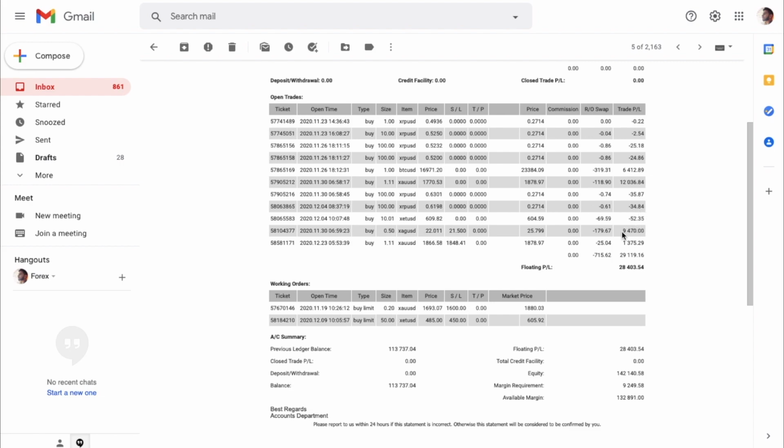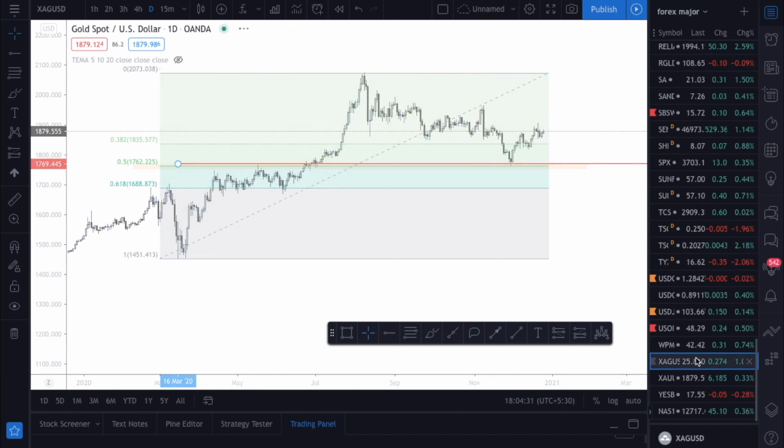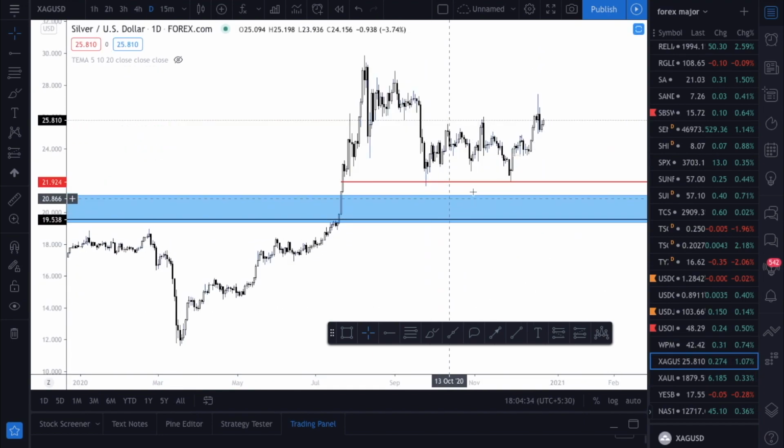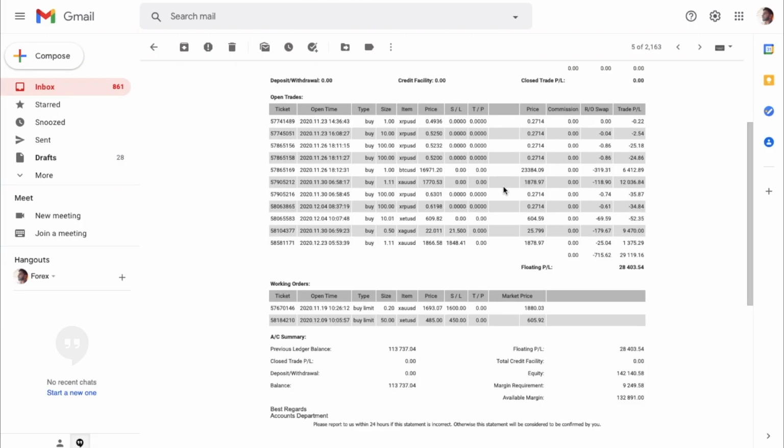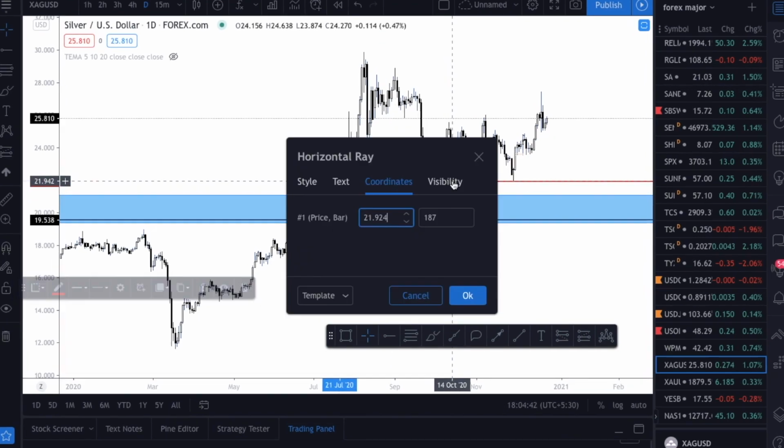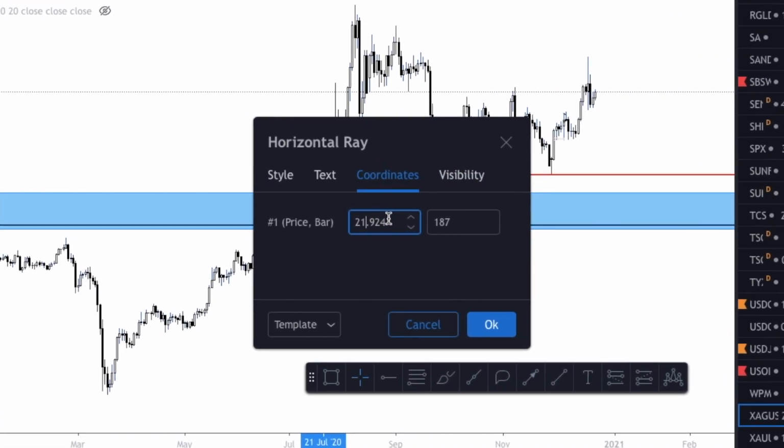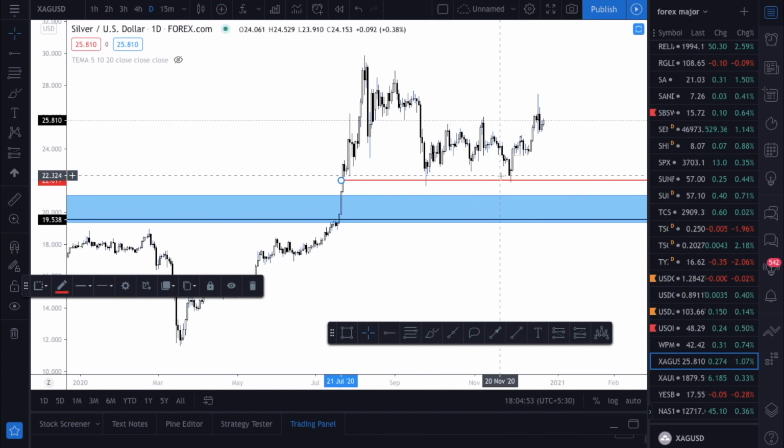So I have a floating profit of around 9,470 on silver. So let me show you how I took this trade. So the price at which I bought silver was 22.011. So let's move to the chart. Okay, so this is silver and I entered around, let me see, 22.011. Okay, so I entered around here.